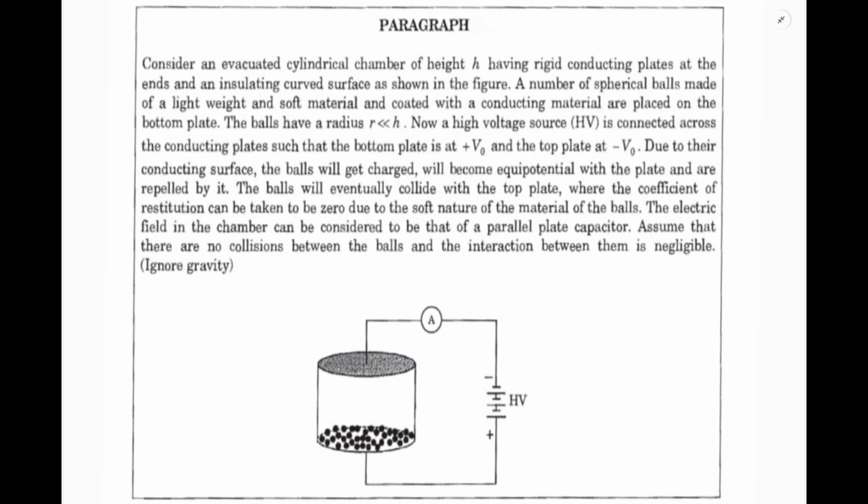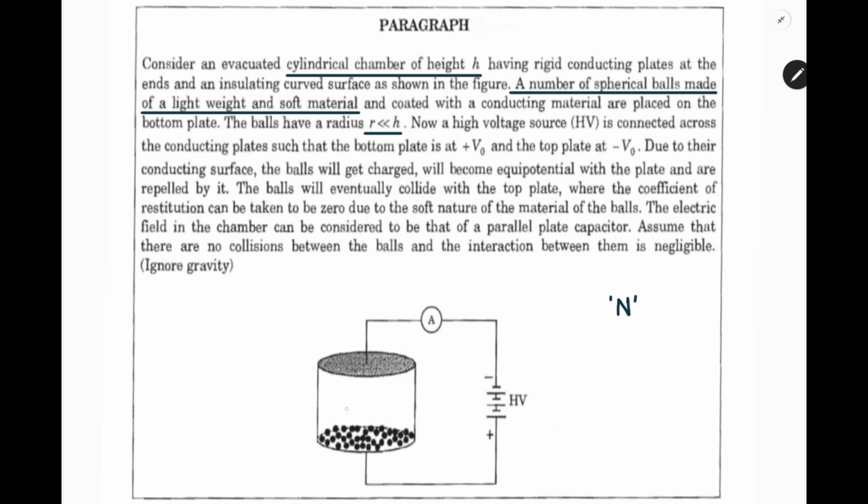Ignore gravity. So this is the bunch of information that is given to us, and believe me, each piece of information provided in this paragraph is of utmost importance. The first thing is that we have a cylindrical chamber of height h which is evacuated. It has conducting plates and a large number of spherical balls made of light weight and soft material. We consider the number of balls to be capital N, and the radius r is very small compared to h.